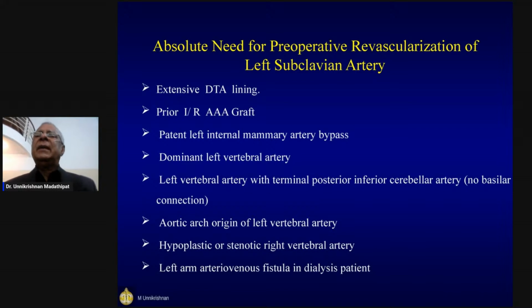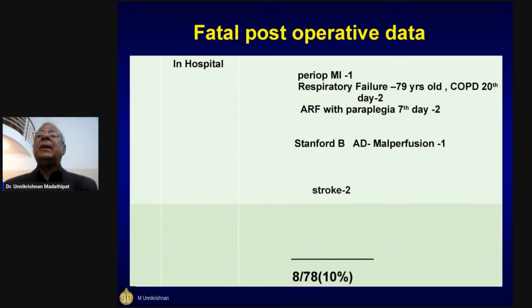And of course, when the right vertebral artery is not dominant or very small, we have to preserve basilar supply by grafting the subclavian artery. The same applies when there's a LIMA graft, or hemodialysis going through a fistula, and aortic origin of the left vertebral. I mean, you have a number of indications for must-do situations for the left subclavian artery.